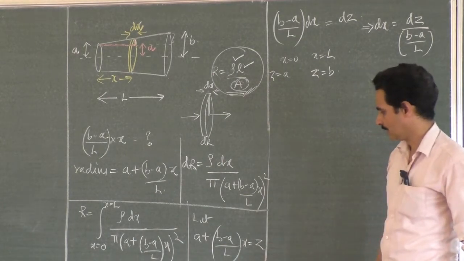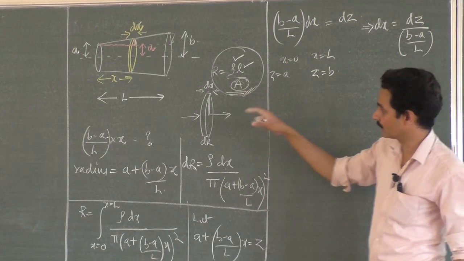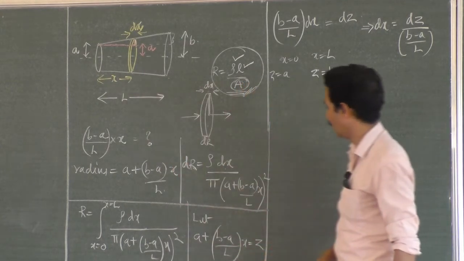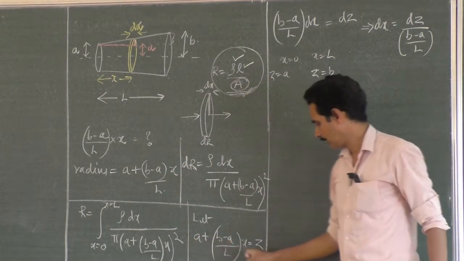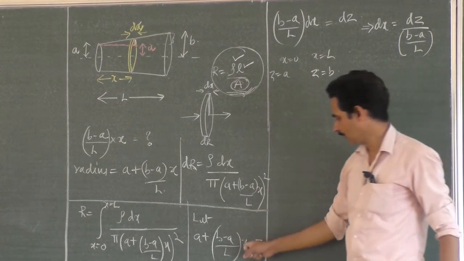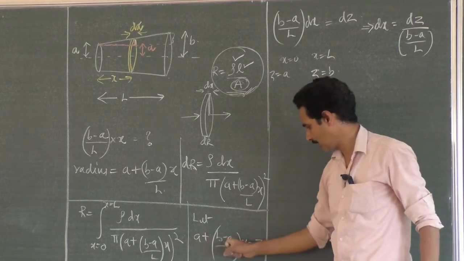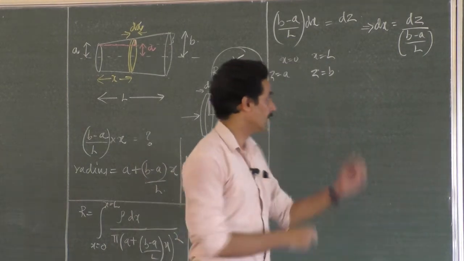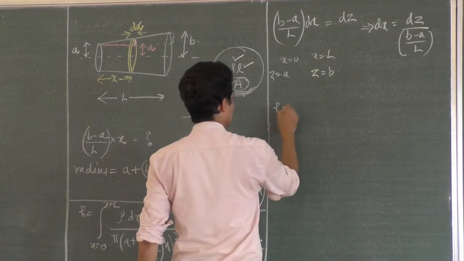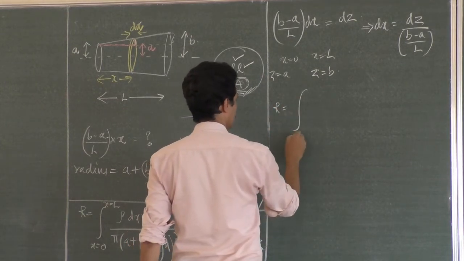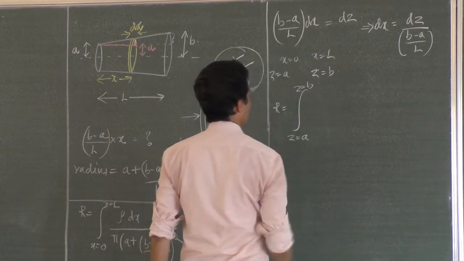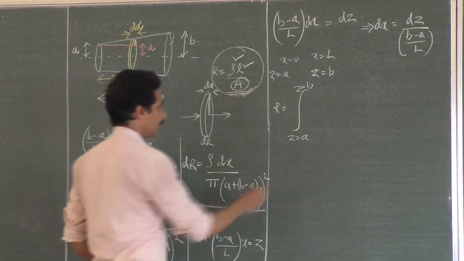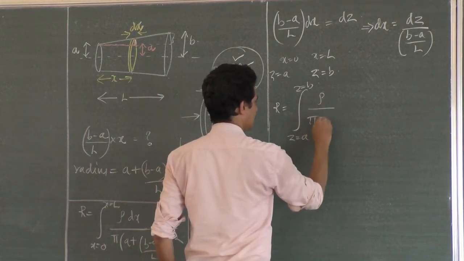So when you take the whole term as z, this is equal to z. The initial integration limits were taking such small pieces starting from x equal to 0 up to x equal to L. So put x equal to 0, then a becomes equal to z, z equal to a. Put x equal to L, this L gets cancelled, a plus b minus a gets cancelled, so z equal to b. So what will be the new equation for integration? So the total resistance is the integration from z equal to a to z equal to b. What will be the term remaining? Rho by pi z square, am I right?